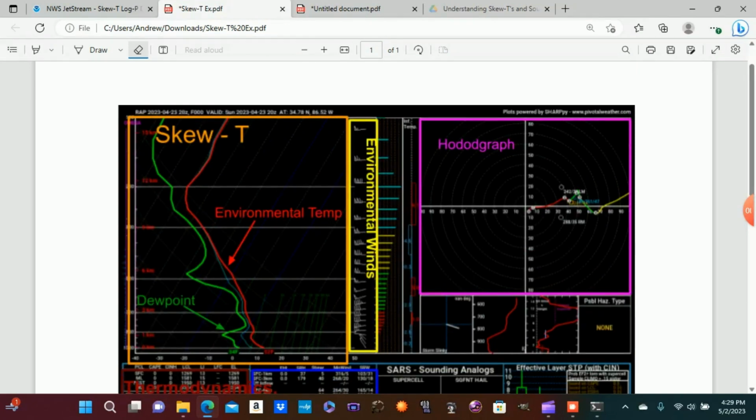So the first thing I want to point out here is the Skew-T in this orange box. Here are our isotherms in your dashed lines here. And these are the isobars, in these lines that go horizontally.